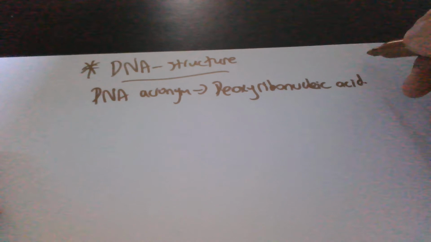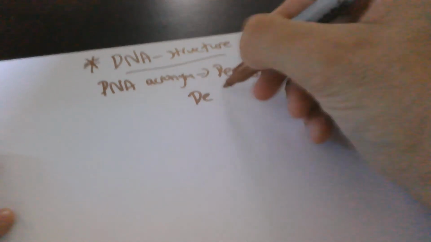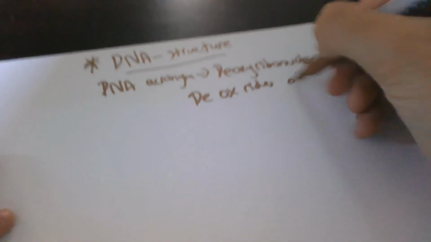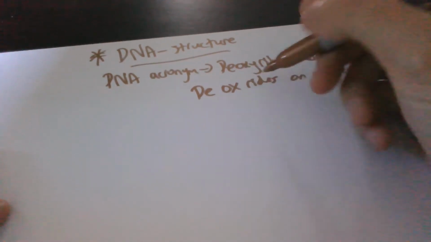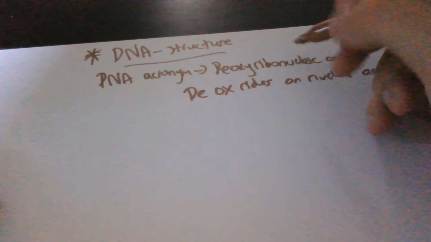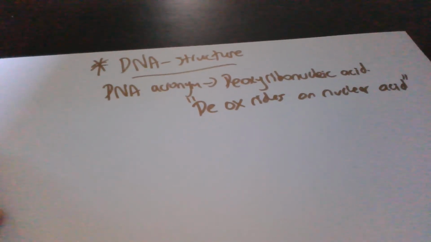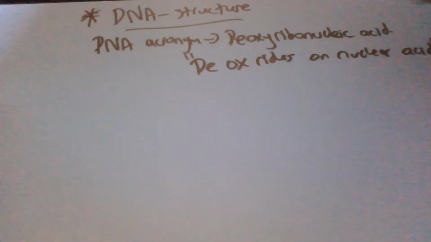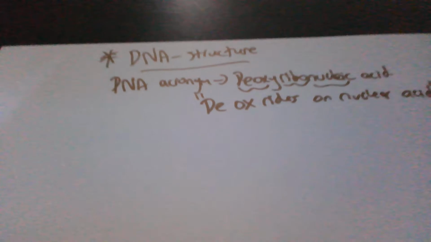Here's a stupid mnemonic for you, in case you're not good with names. The ox rides on nucleic acid, right? An ox, basically the male version of a cow, rides on nucleic acid. That's a good mnemonic. Okay, deoxyribonucleic acid. You can break it into three words: deoxyribonucleic acid.